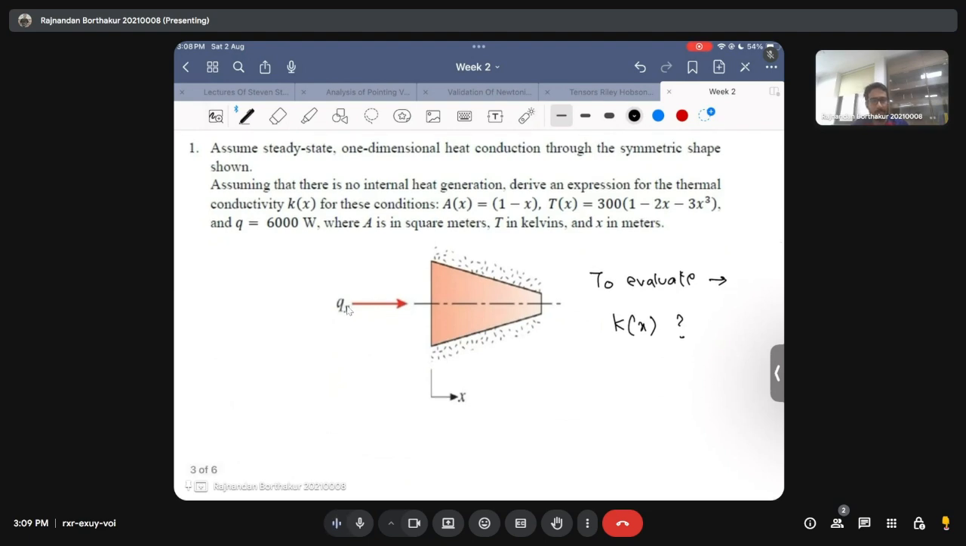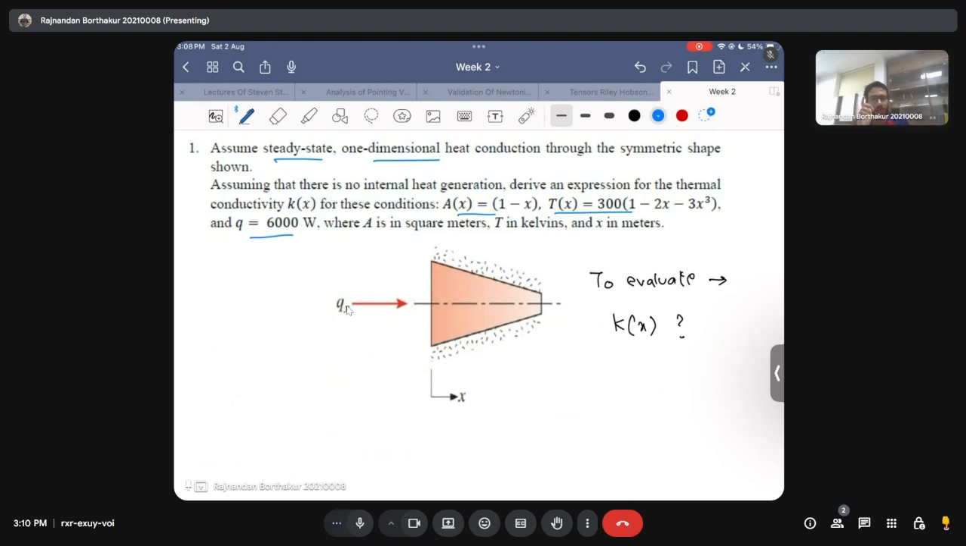The assumptions, as I repeat, are that we consider steady state, and it's a 1D heat transfer problem. We already discussed the consequences of assuming that heat transfer is one dimensional; we saw that clearly in the last class. That's an assumption they have asked us to consider, and the shape is symmetric. That's all they have said. Given that your area is this much, your temperature profile is this, and your rate of heat transfer is 6000 watt, they have asked us to evaluate the thermal conductivity of the material.